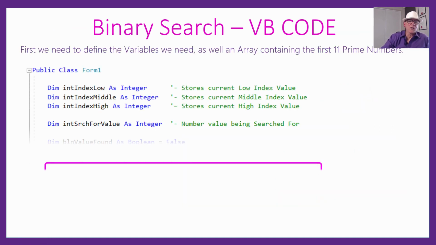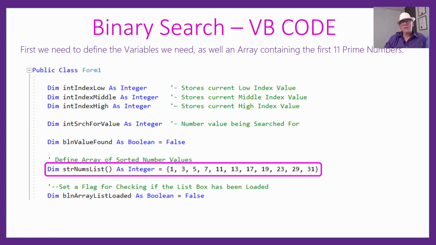All right, so let's start looking at the code. First thing you need to do is define some variables that you're going to need. So we just put them straight up the top of the program underneath Form1, so that way they'll be global and any part of the program can access them. We have to have that low number, the high index, and our middle index. They're all dimensioned as integers here. We've got a value we're searching for, so we're going to grab what's in the text box on the form and put it into this int search for value in our program. We've got a Boolean flag here to tell us whether we found our value.